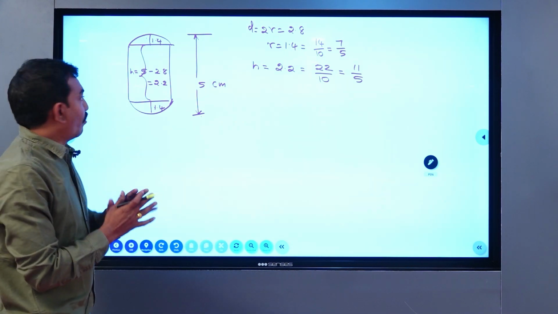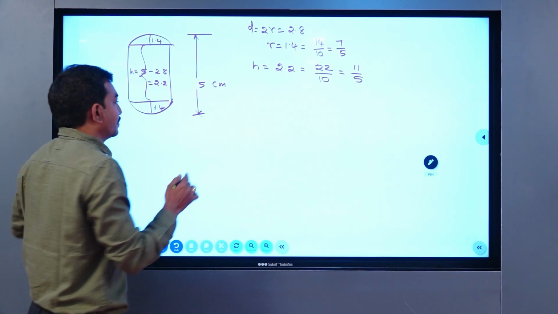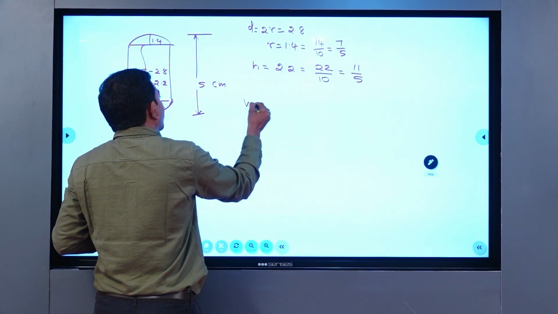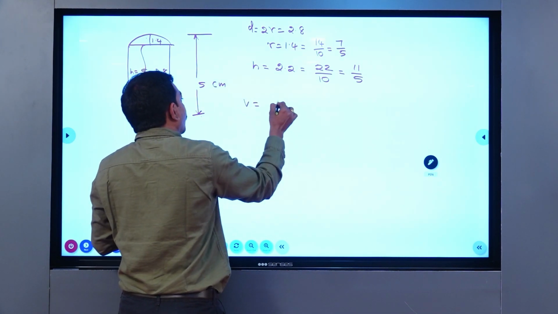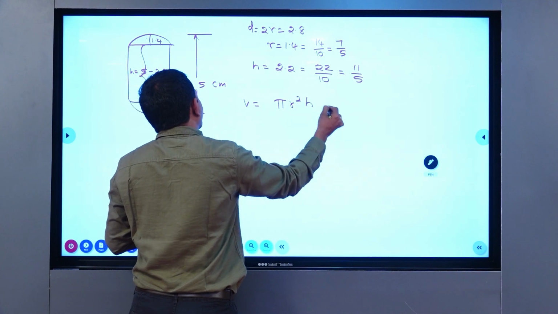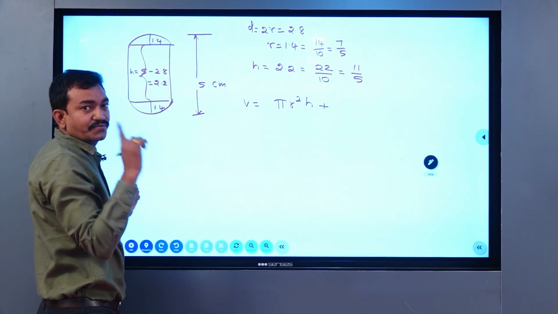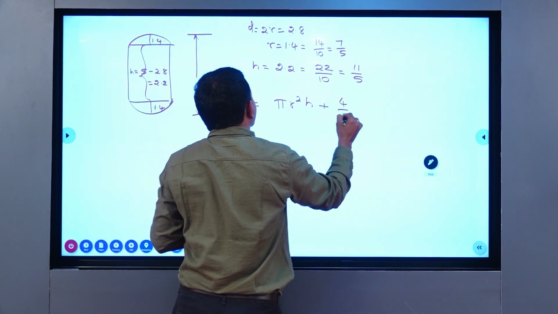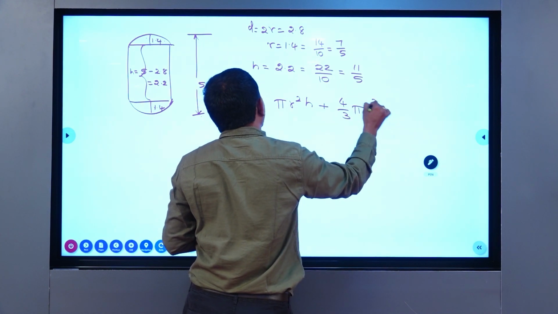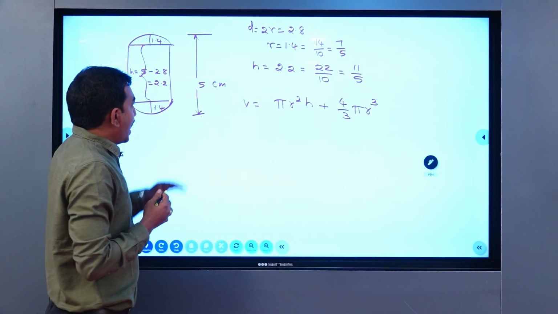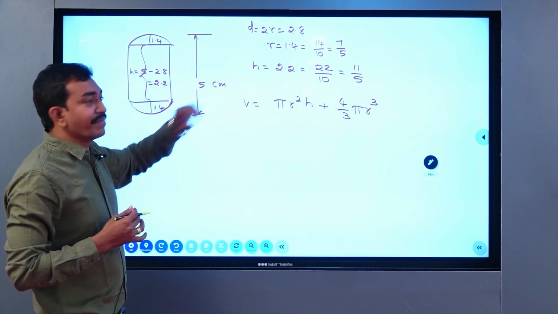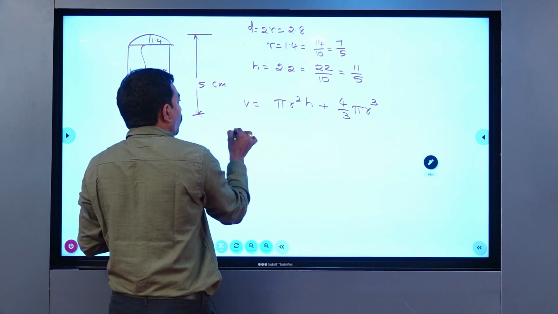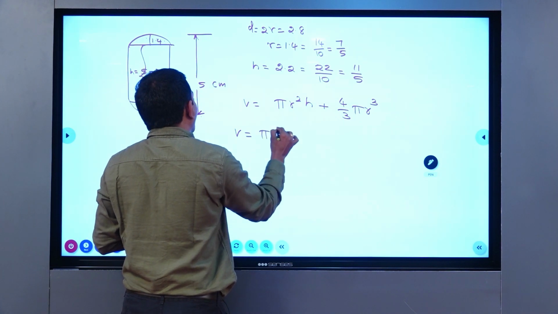Now let us try to find the volume of one gulab jamun first. So volume of gulab jamun is nothing but one cylinder, which is pi r square h, and two hemispheres form one full sphere, whose volume is 4 by 3 pi r cube. As both the sphere and the cylinder have the same radius, let us take the terms which are common. We can see pi r square is common.